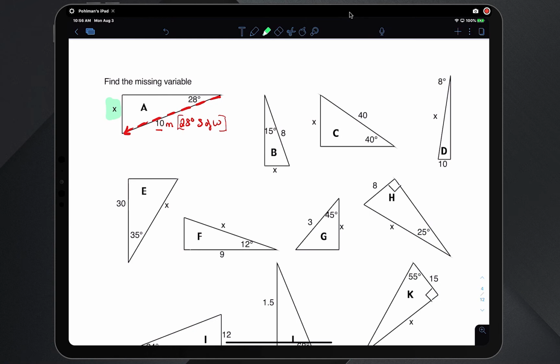We cannot use the Pythagorean theorem. The Pythagorean theorem requires us to have two sides of this right triangle, and I only have one side of it, and that's it. So the Pythagorean theorem is out the window. What we have to use is some trigonometric functions in order to determine what that component vector is. So let's do that.